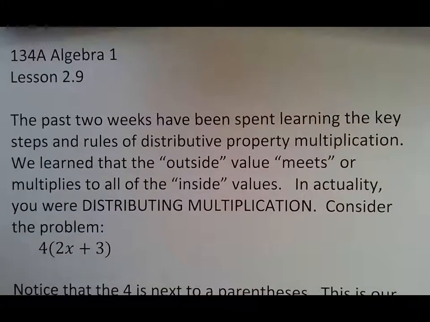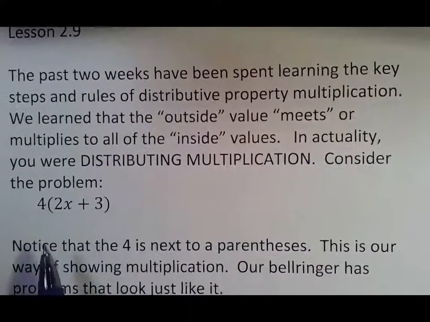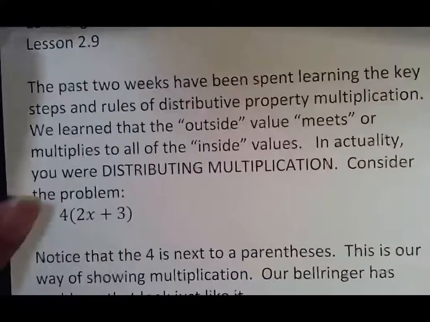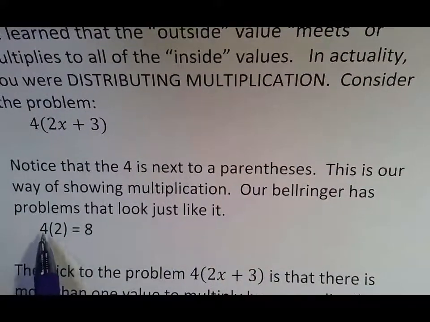All right. The past 2 weeks have been spent learning the key steps and rules of distributive property multiplication. We learned that the outside value multiplies to all the inside values. In actuality, you are distributing multiplication. So when you look at the problem here, notice that the 4 is next to a parentheses. This is our way of showing multiplication. Pretty much our bell ringer has had problems just like it, where you have 4 parentheses 2 equals 8.